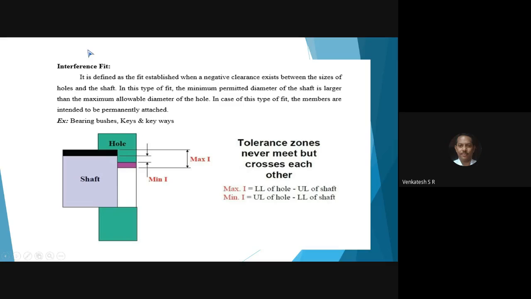Then it is called interference fit. So this type of fit is very much essential for fixing bearings, fixing cutters, and fixing keys in the shaft. So these three are very good examples of interference fit.